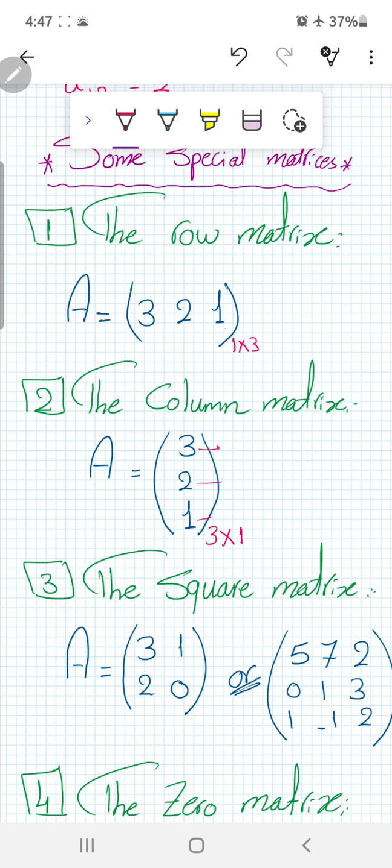What did you notice here? In any matrix, don't exchange the number of rows and the number of columns, because it will be different. Here this matrix is not equal to this matrix.